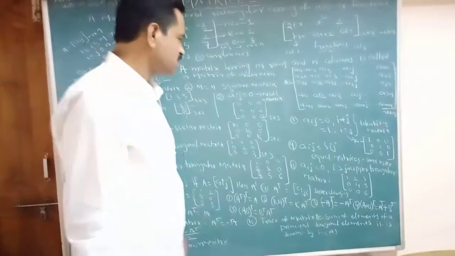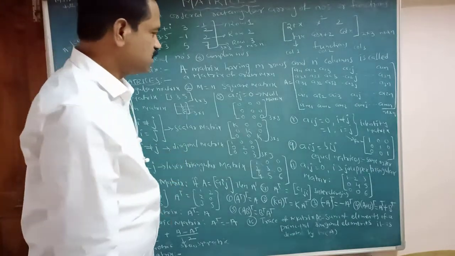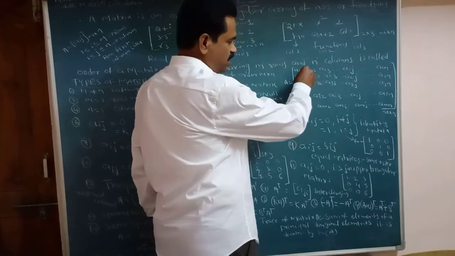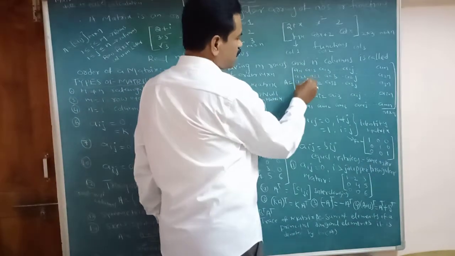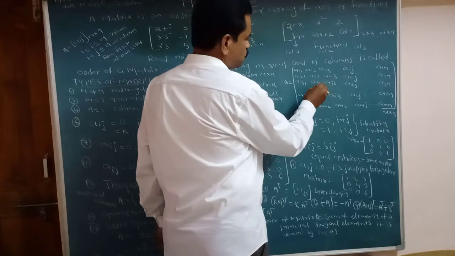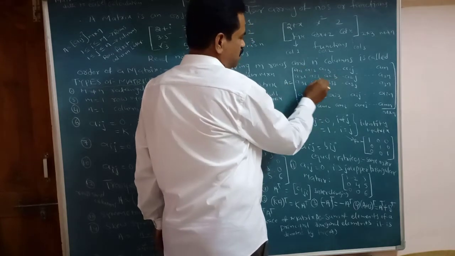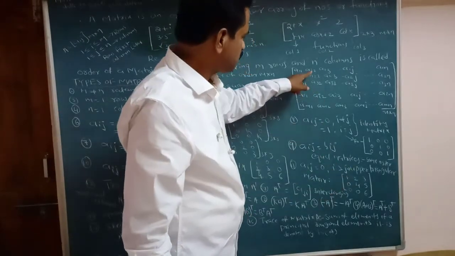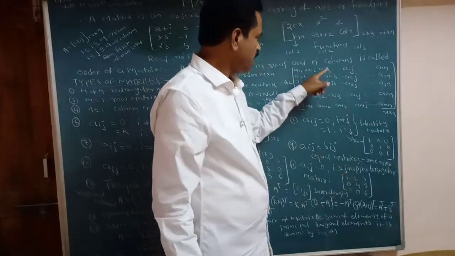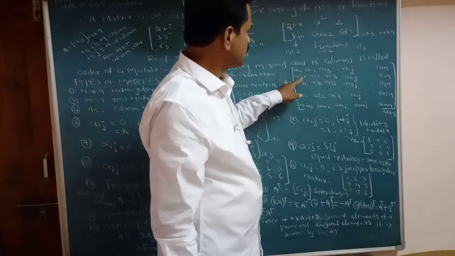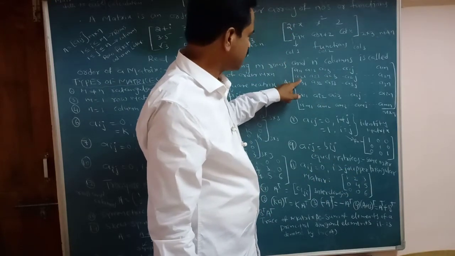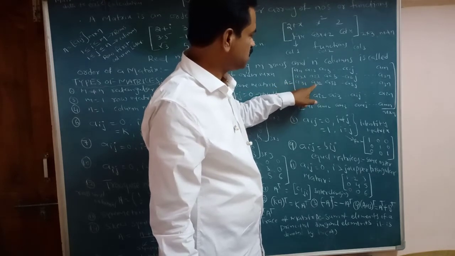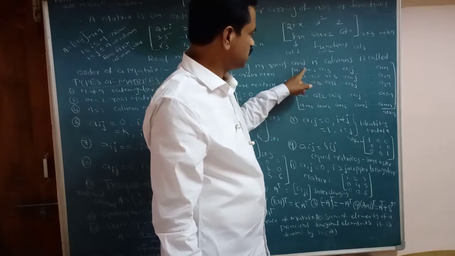Upper triangular matrix means i is greater than j. So i values are greater. So here 2 1 and 3 1, next 3 2. These are 0. Here remaining same. See here, for example, a11, I am taking here 1, a12, I am taking here 2, and a13 equal to 3. Here i is greater. So this value is what here? 0. 3 is greater, this value is 0. And 3 2, 3 is greater, this value is 0.